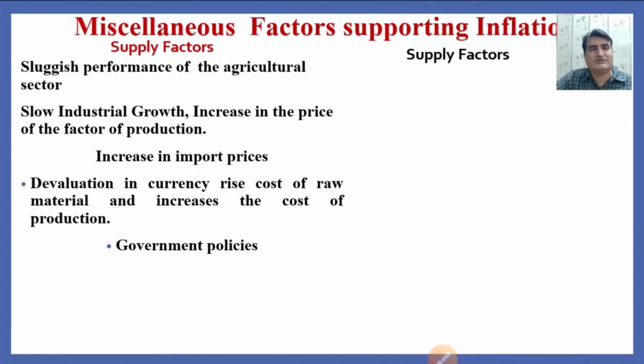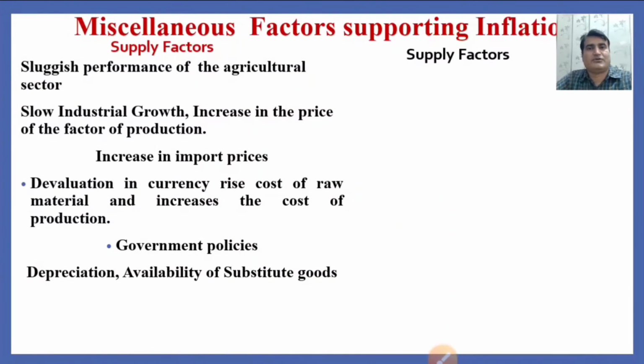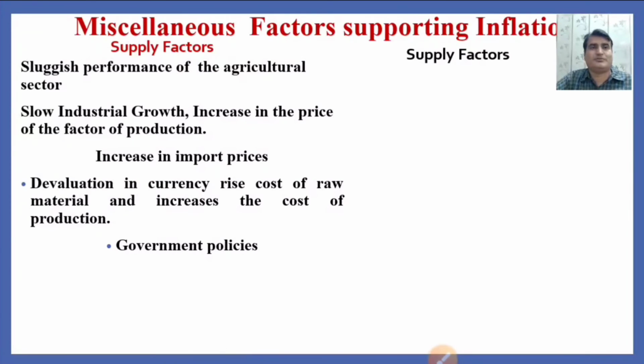The government policies also support inflation. How do government policies cause inflation in the economy? The government, through fiscal policy, by increasing the tax rate, causes the cost of production to rise. As a result, the supply decreases and inflation occurs in the economy. Increasing the interest rate through monetary policy, the producer has to pay more on the borrowed capital. As a result, the cost of production goes up, supply decreases, and inflation increases.